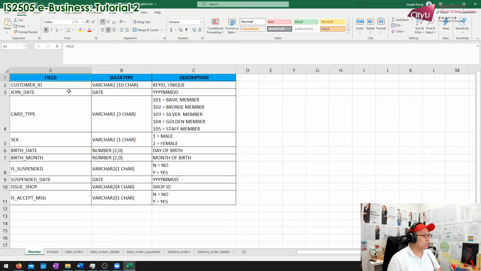So members, you have some kind of members information. You have the members ID. You have when this customer joined. You have the card type. So Bauhaus, this company, I think based on the amount spent in this company, they will categorize them into different grades of member. They have their gender, they have their birthday, they have other miscellaneous things.